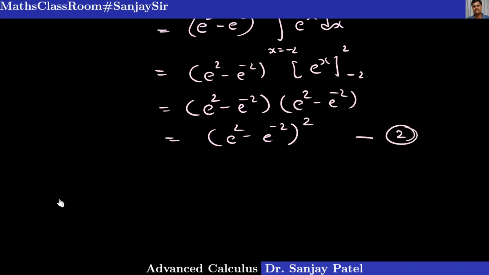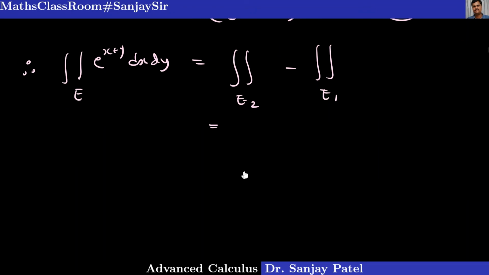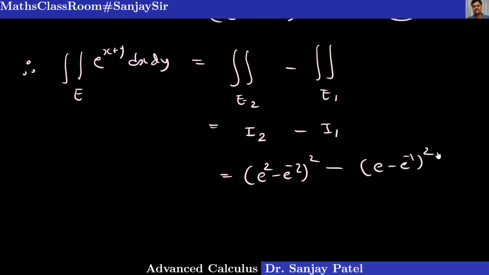And this is my result number 2. So therefore, the required double integral over the given region E of e raised to x plus y dx dy is equal to the double integral over E2 minus the double integral over E1 of the same function. I am not writing everything, it is understood, and this is nothing but the value I2 minus I1. And what is I2? It is e square minus e raised to minus 2 whole square, and this is e minus e raised to minus 1 whole square.